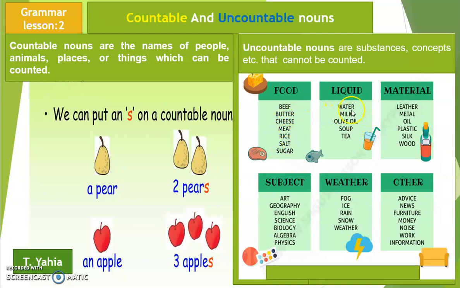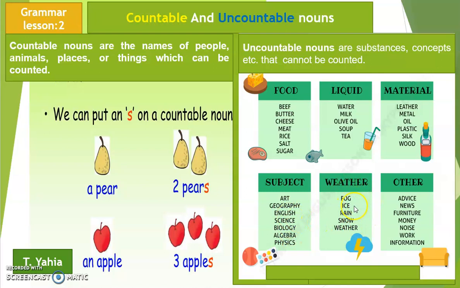And the liquids: water, milk, olive oil, soaps, and tea. Also, we cannot count water, how much or how many, for example, is contained inside these liquids. And we have materials here: leather, metal, oil, plastic, silk, wood. Even these materials we can't count. The subjects like arts, geography, English, science, biology, even physics, algebra. We cannot count even the subjects. We consider them just as one.